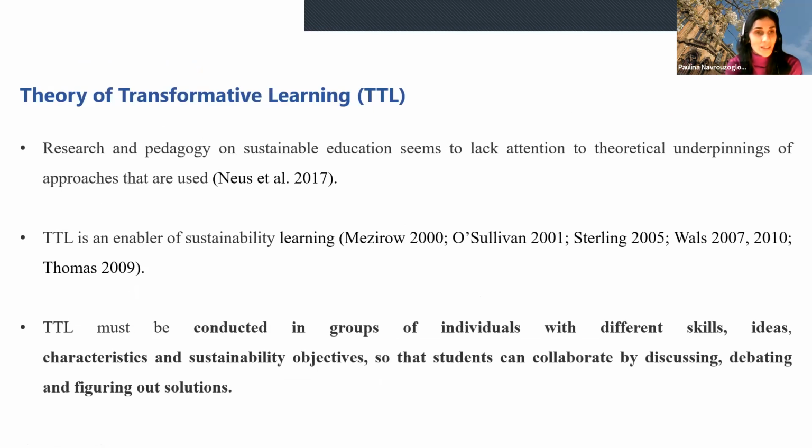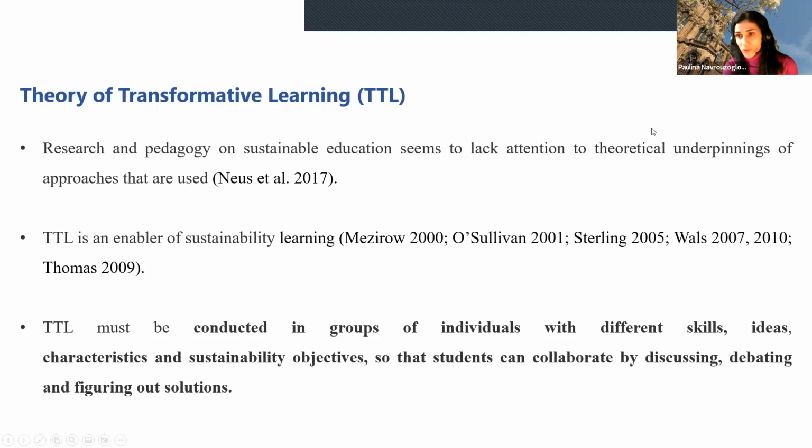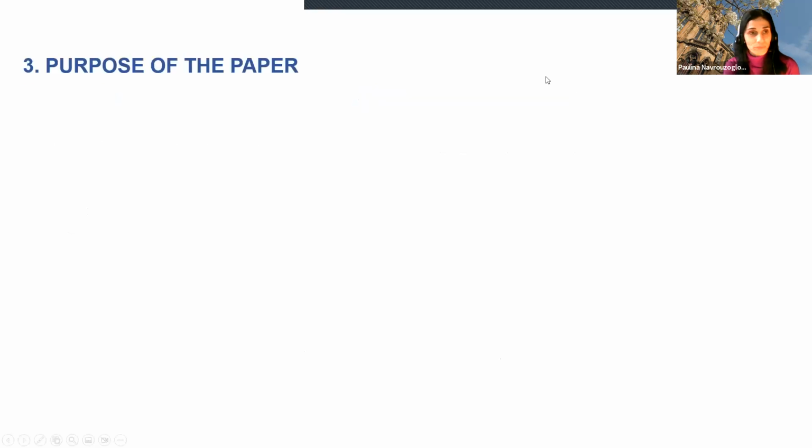Some believe that transformative learning is an enabler of sustainability learning. So in the context of sustainability, this type of learning must be conducted in groups of individuals with different skills, ideas, and characteristics, as well as objectives about sustainability. This way, the students can work collaboratively in order to discuss, debate, and figure out appropriate solutions.